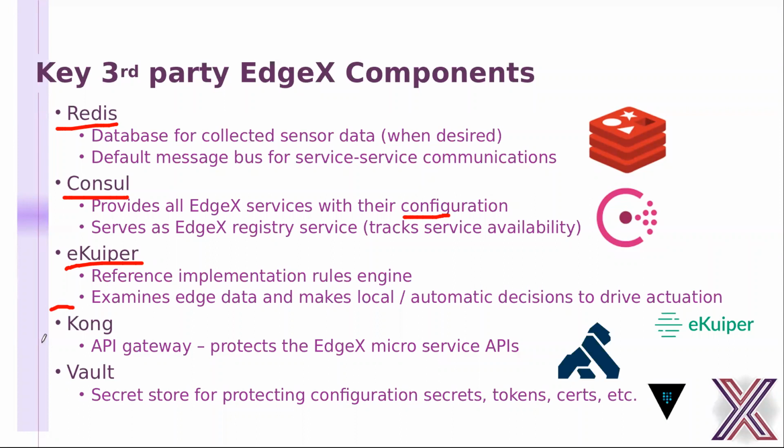And on a security side, we use Kong as our API gateway to protect all of the REST communication. And we use Vault as the secret store underneath the covers. So if you have something like a certificate or a username and password that's needed to connect to a certain piece of equipment and or to connect to, say, maybe your enterprise, that's all stored in Vault at the edge.